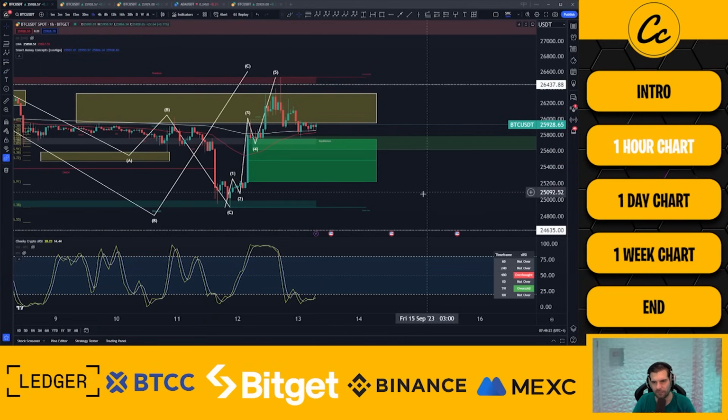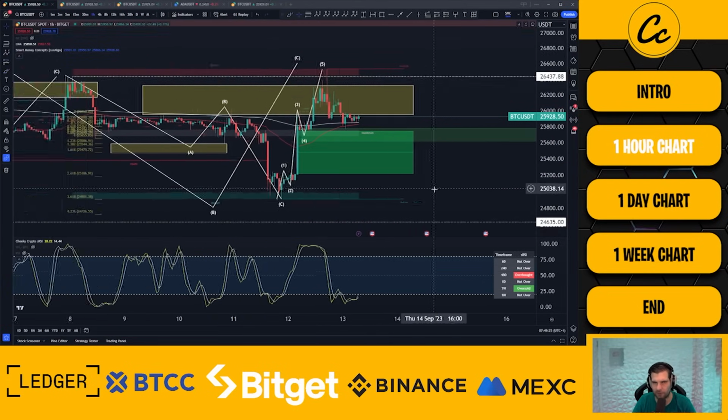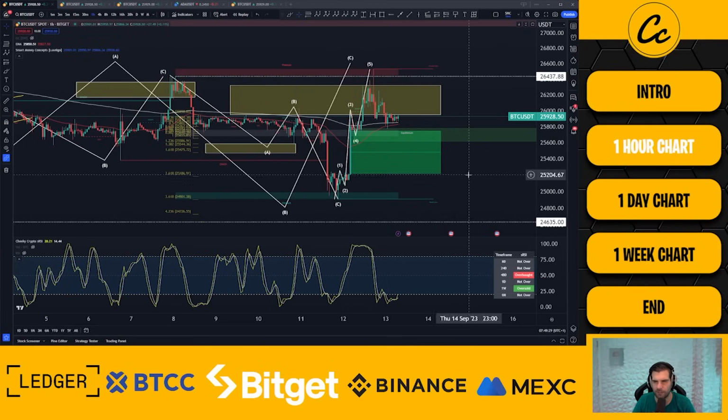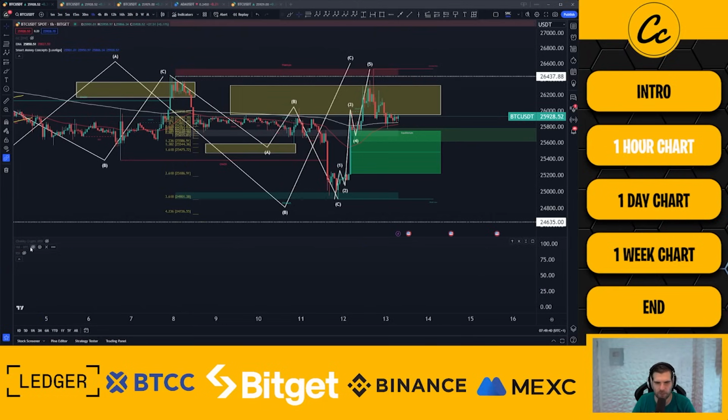So that's the hourly chart. It's quite complex. I think essentially at this point in time, we're probably better off not trading Bitcoin right now and letting the dust settle and see how this plays out. Now, as you can see, the stochastic RSI is lifting back up again. So we've got a potential move upwards.